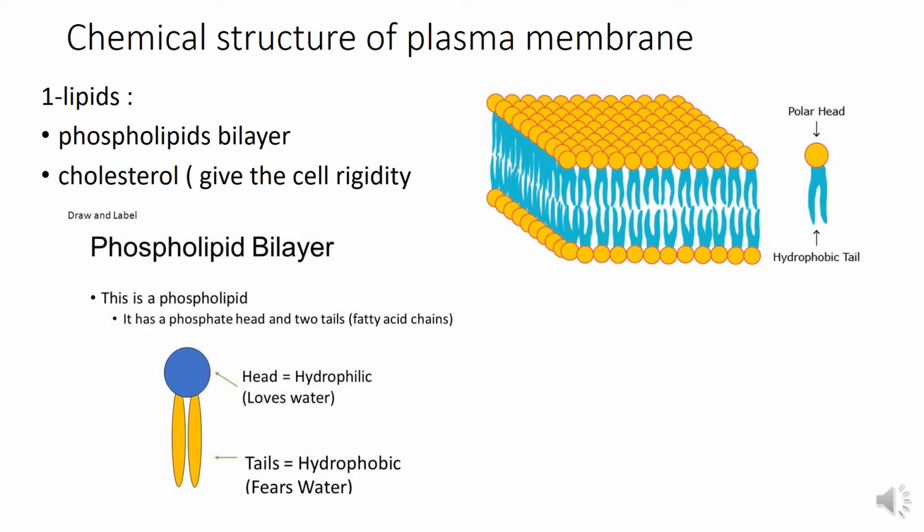Chemical structure of the plasma membrane. Lipid: phospholipid bilayer. مو قلنا عليه polar head and hydrophobic tail. This is a phospholipid. It has a phosphate head and two tails of fatty acid chains. واضحة أعتقد بالصورة أمامكم.